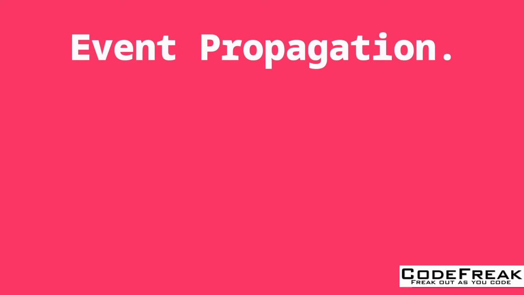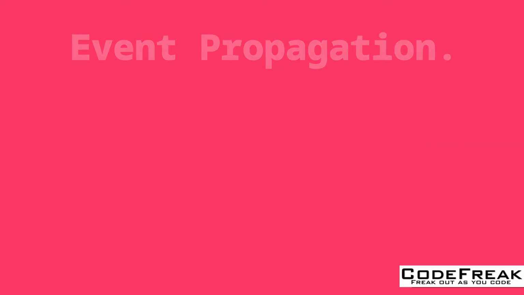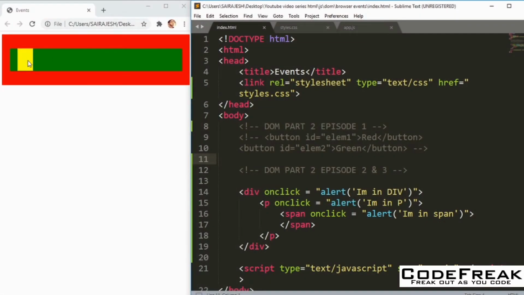So first, what happens is there's a capturing phase. The event goes down to that element. So in the capturing phase, say you have clicked on this span here. So this is the span, right? What happens is it starts from the HTML tag. Then it goes to the body tag, which is there inside it. And then it goes to the div tag here. And then it goes to the p tag, and then goes to the span tag. So this is what is called capturing.